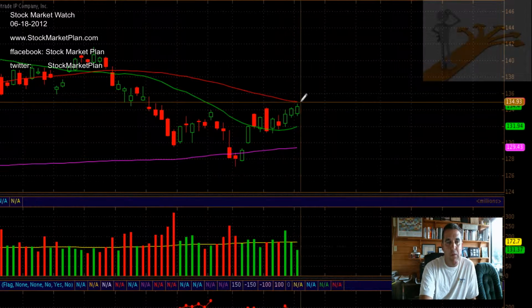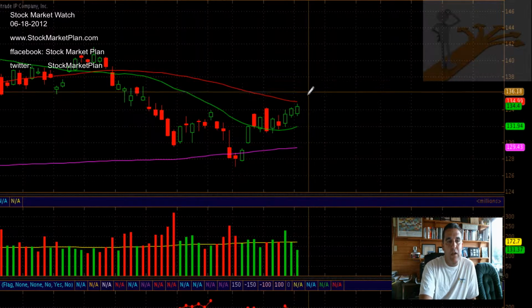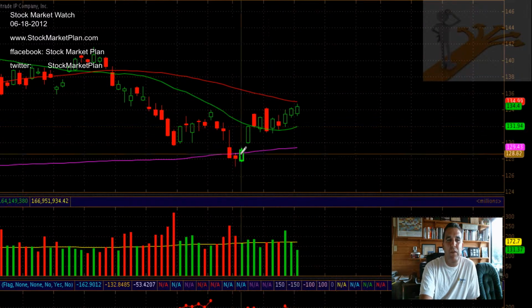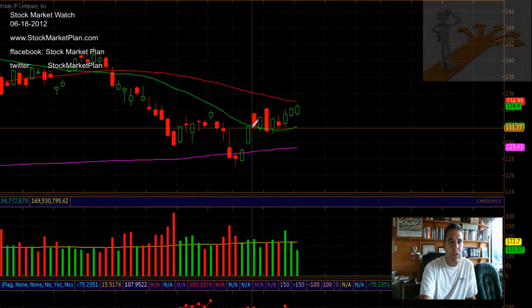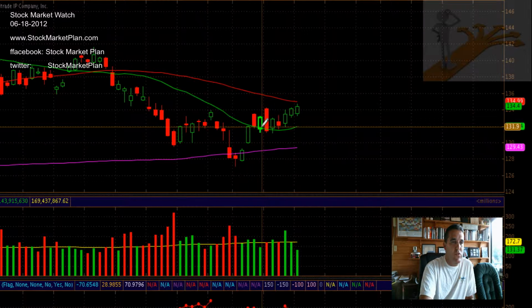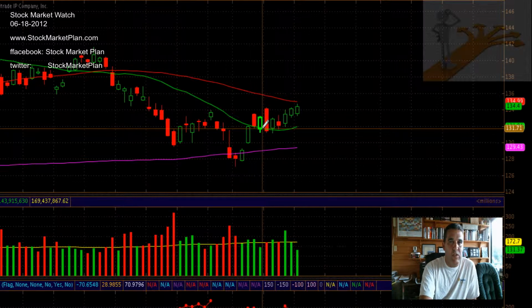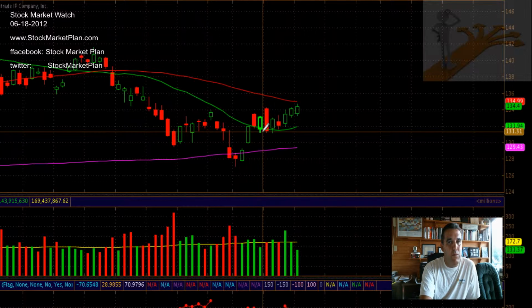Is it going to close? I'm looking for a close above this 50. But even if we close above this 50, the market is very, very news driven right now. I mean, every little news that comes out of Spain or Greece, anywhere in the Eurozone, it really moves markets.